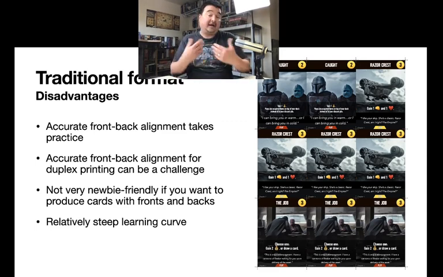All of these ways are possible, but they require practice. They require a little bit more skill, more learning curve to that whole kind of experience. So those are some of the disadvantages of the traditional or nine-card format.